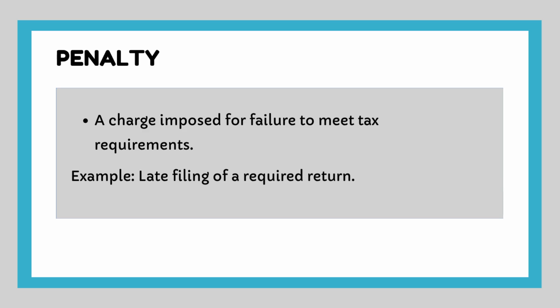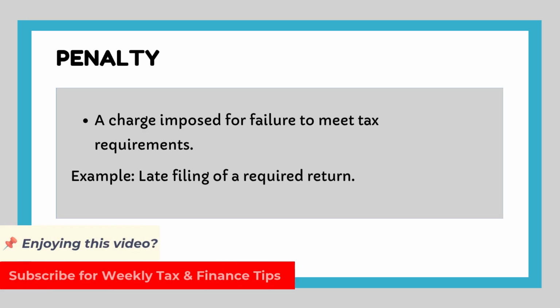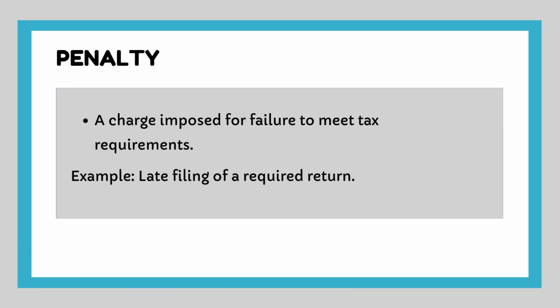Penalty. A penalty is a charge imposed by Kenya Revenue Authority when a taxpayer fails to meet certain tax requirements, such as failing to file a required return within the deadline set by Kenya Revenue Authority. For example, you failed to file your annual returns by 30th June 2026. You filed on 1st July or during this month, then you get a penalty of 2K for an individual person, or if you are a business or a company, you get a penalty of 20K. That is what we call a penalty.